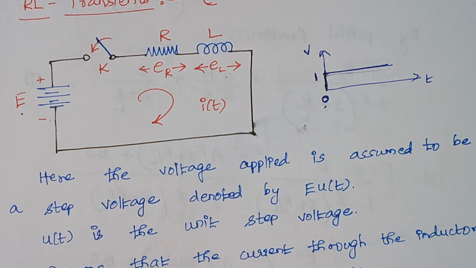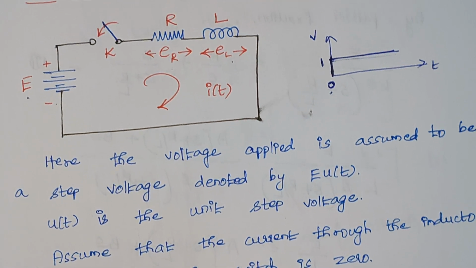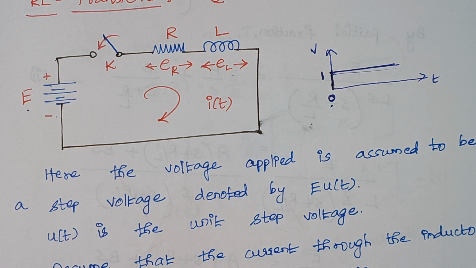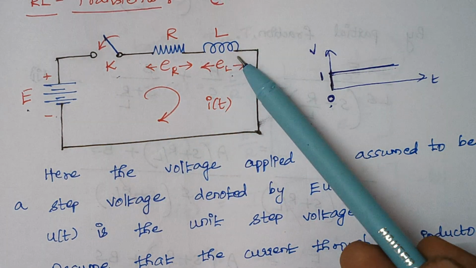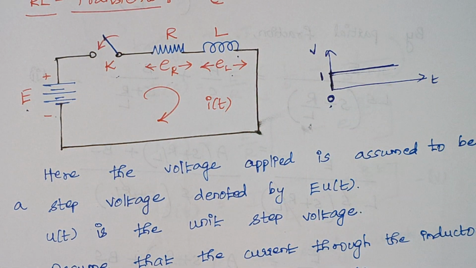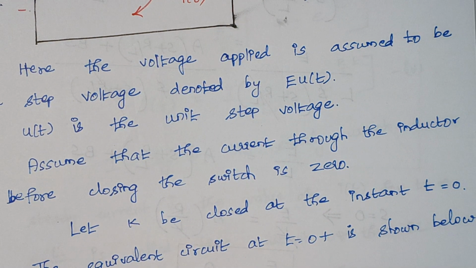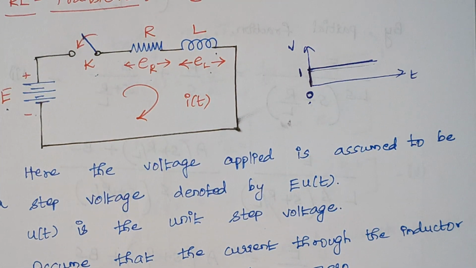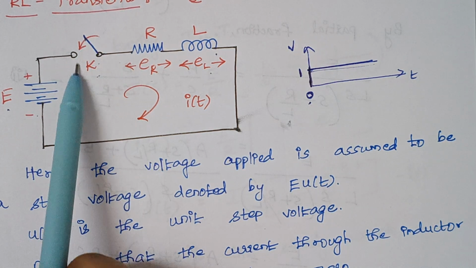Next, assume that the current through the inductor before closing the switch is 0, because, as we all know, inductor and capacitor are the elements that store energy. Therefore, before closing the switch, the current through the inductor is 0. Now we are closing the switch. Let K be closed at the instant t equal to 0. Previously the switch was open, and now we are closing it.